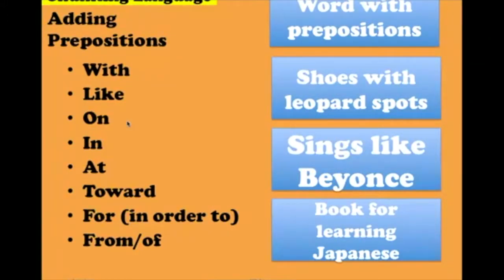With, like, on, in, at, toward, for, in order to, from, or of. You're not adding all of these. And if you're intermediate, you're in a Spanish or a target language 3 or 4 class, and your students are not accustomed to hearing the target language, you need to start small, and you also have to start small with your chunking. So shoes with leopard spots, sings like Beyonce, a book for learning Japanese. These are going to be ways that you can start chunking your language. And I even chunk my language with pauses when I'm speaking.